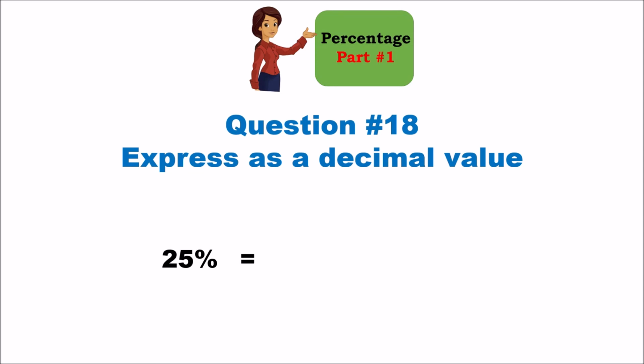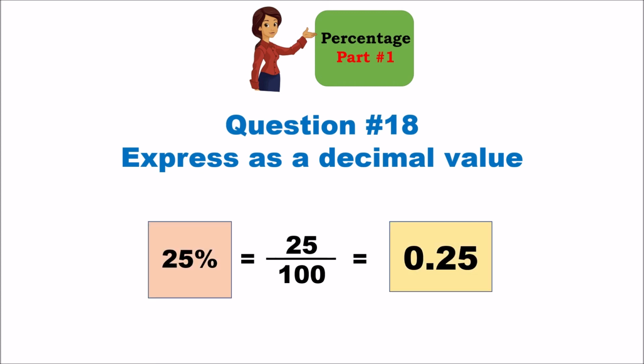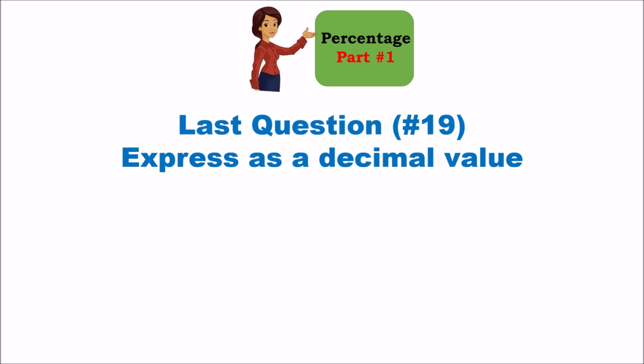25%. 25% is 25 upon 100. Now 25 upon 100 is 0.25. So we can say 25% in terms of percentage is 0.25 in terms of a decimal value.